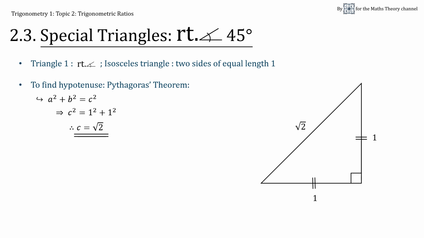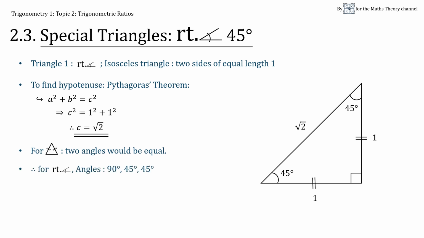Now, as for the angles of this triangle, since it is an isosceles triangle, the two angles at the legs must be equal. And since it is a right angle triangle as well, the third angle is 90 degrees. So the remainder, 90 degrees, will have to be divided by 2, making them 45 degrees each.